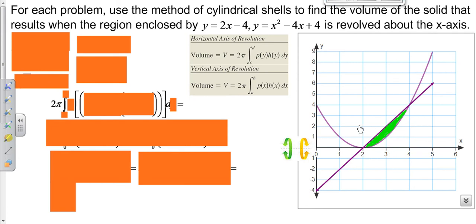With shells, the basic formula is 2 pi, your integral, then it's your radius times your height. But it's all going to be in terms of y when it's a horizontal axis of revolution, and that's what we're dealing with here. So we have to be with respect to y. Our y values start out at a height of 0, going up to a height of 4 for our shaded region.